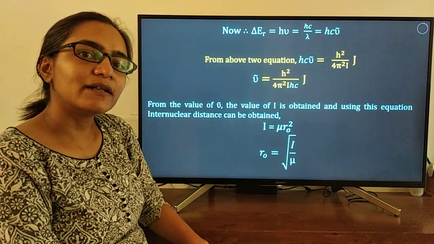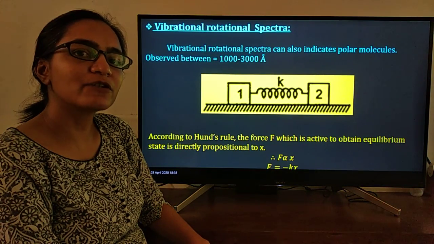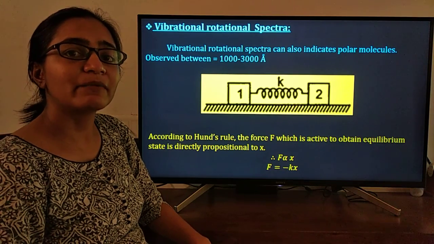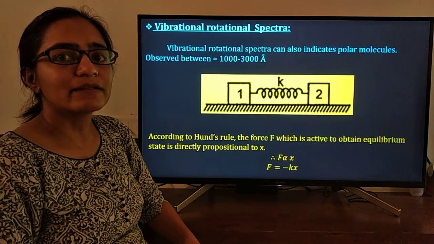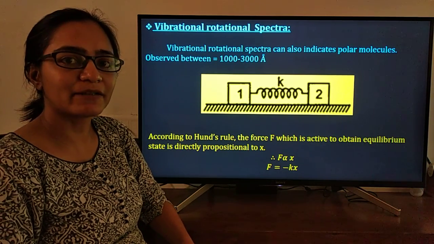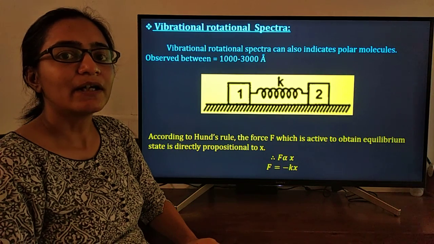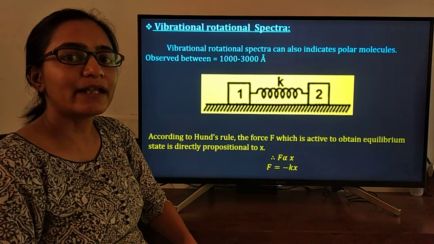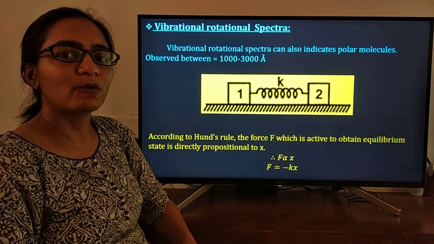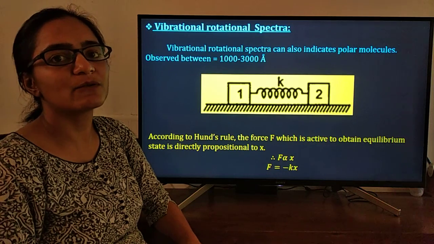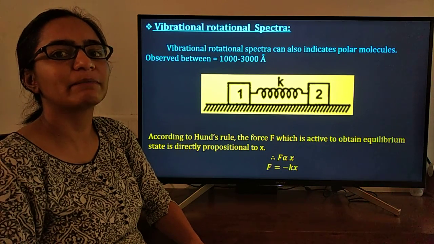Now we start another theory. It is the vibrational rotational spectrum. The vibrational rotational spectrum can also be indicated by polar molecules. This kind of spectrum is observed in the 1000 to 3000 angstrom wavelength in the IR region. A group of closely spaced lines is observed in the spectrum, so it is known as the vibrational rotational spectra.